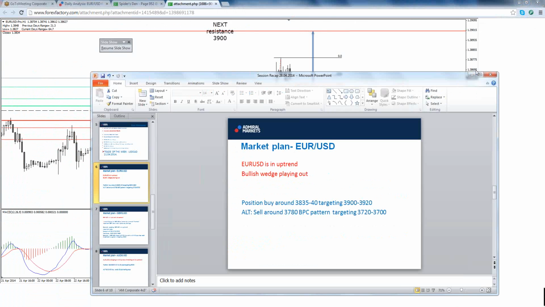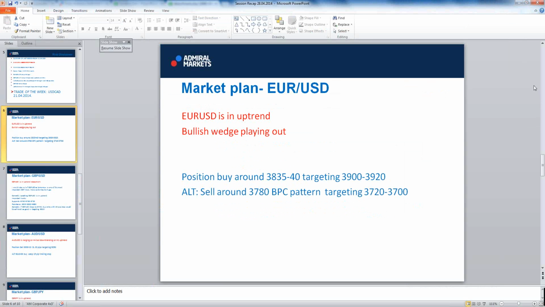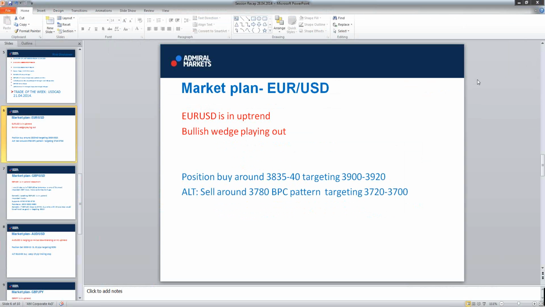Today, this is the market plan. Euro dollar, again, I see buy. Maybe it won't happen actually, but I see here buy 38.35 to 38.40, targeting 39.00, 39.20. My stops are very low, something around 38.15 to 38.20. So basically, we will see.